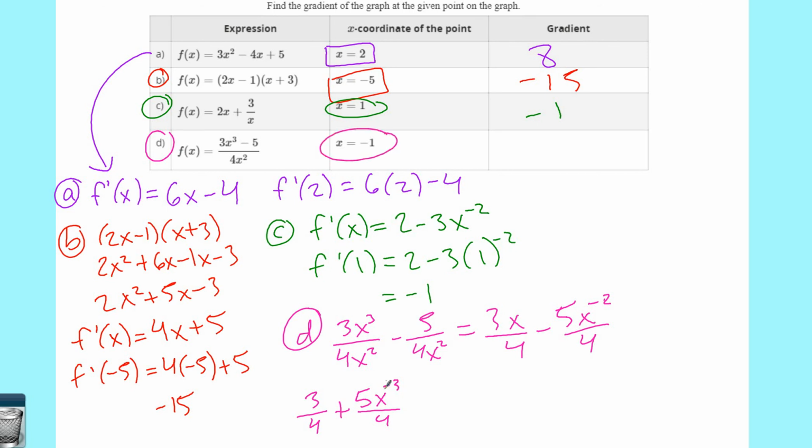Now plugging in negative 1. So we have 3 over 4 plus, well, negative 1 to the negative 3 is just negative 1. So this actually becomes negative 5/4. So our answer ends up being negative 2 over 4, or negative 1/2.